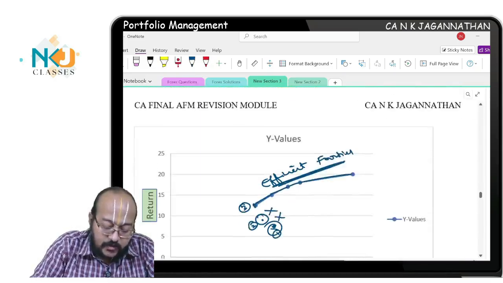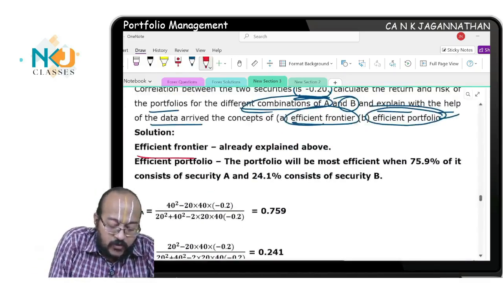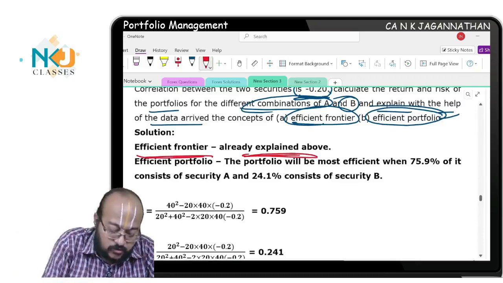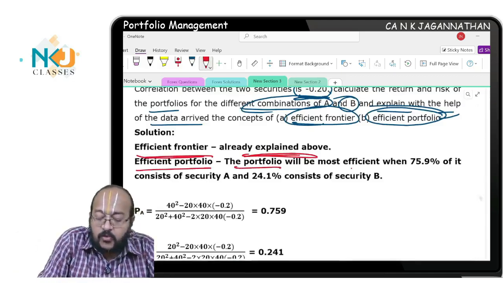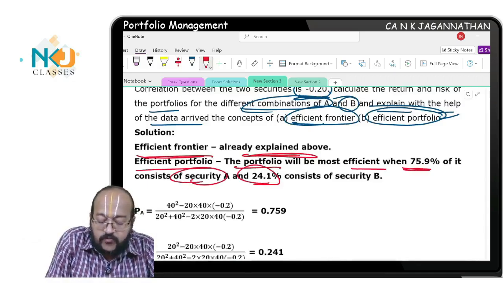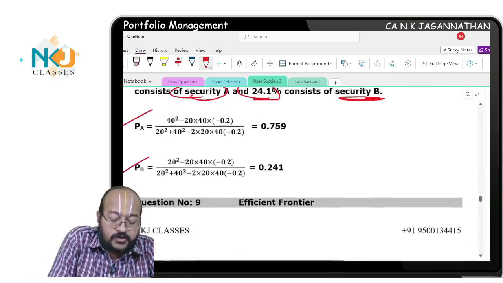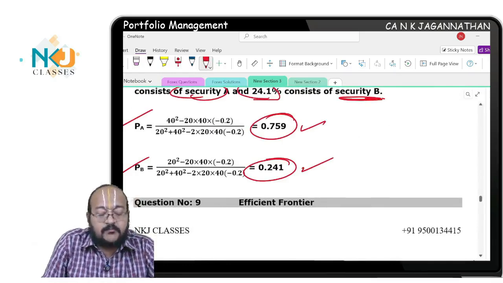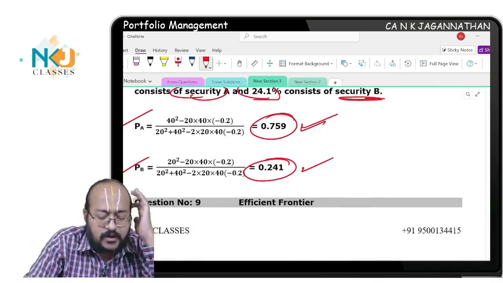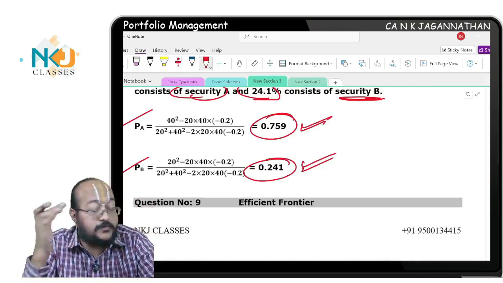One question in this regard, quickly we will summarize and move on. See, this question is there. Solution I have given. Efficient frontier already explained above. You can go through. Efficient portfolio: the portfolio will be most efficient when 75.95% consists of security A and 24.1% consists of security B. How this is calculated, I told you now, the same formula, proportion of A, proportion of B. This is a magical number. By applying the formula, you will get the number. I already calculated and put it so that you can understand the concept in a better way.